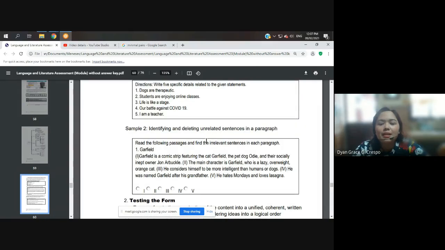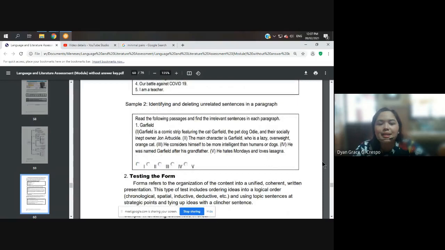Sample two, identifying and deleting unrelated sentences. So, example, yeah. So, anong dyan yung pwedeng i-delete? For example, Garfield. Garfield is a comic strip featuring the cat Garfield, the pet Odie, and their socially inept owner, John Arbuckle. The main character is Garfield, who is a lazy, overweight, orange cat. Three, he considers himself to be more intelligent than humans or dogs. Four, he was named Garfield after his grandfather. Five, he hates Mondays and loves lasagna. So now, which among the following could be the one that is irrelevant? Pare-pareho naman silang pwede. Anong dito yung pwedeng tanggalin. So, example yan ng deleting unrelated sentence.